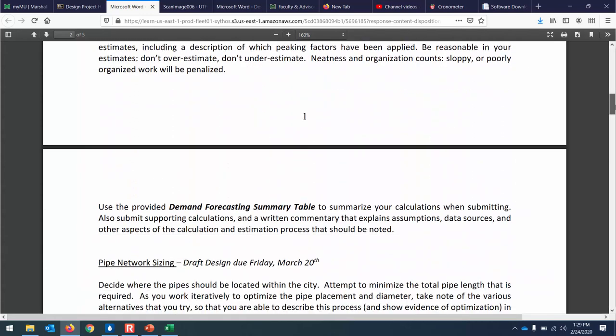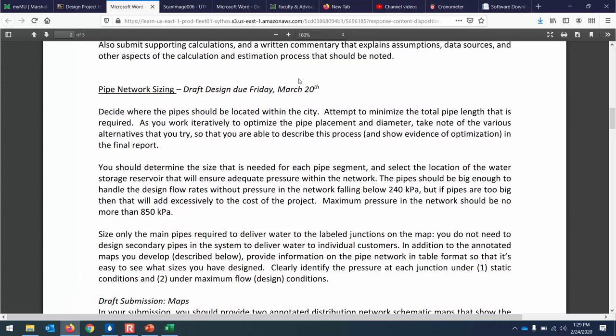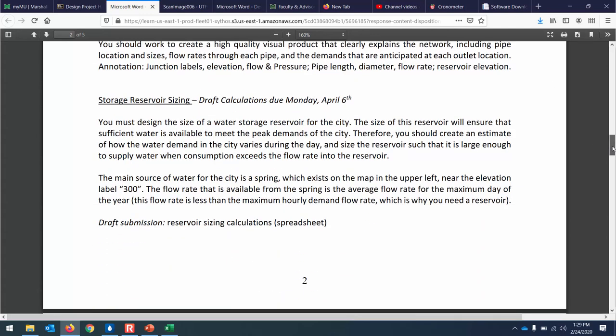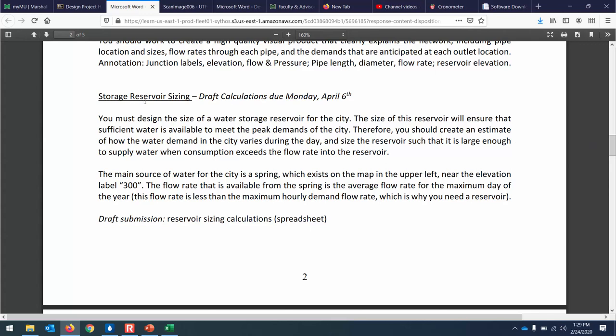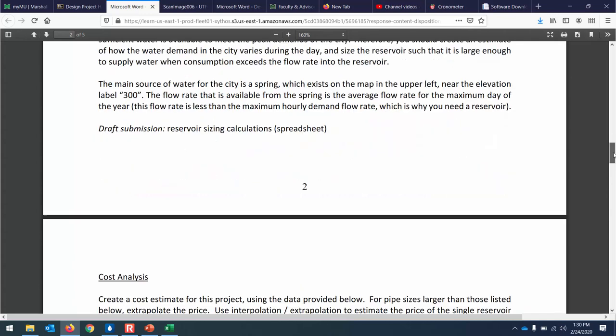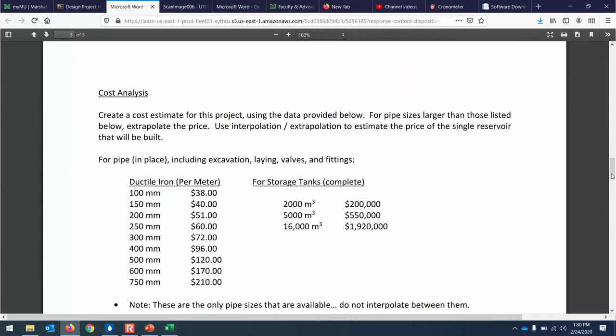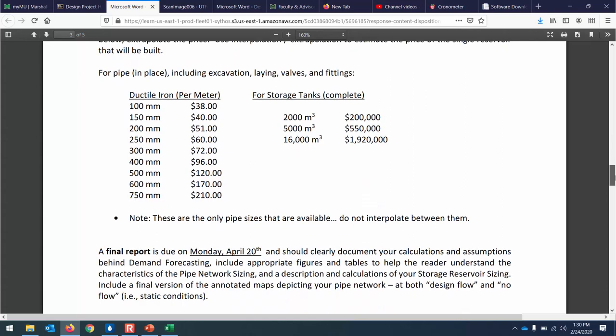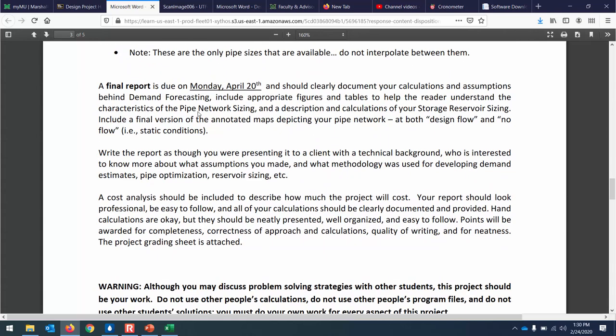Then the next phase of the project is the pipe sizing. You turn in your draft by March 20th for that. That's our class meeting before you go for spring break. And then the sizing of the reservoir, so you have to size how big the reservoir needs to be. That is a relatively easy process. That's due on the 6th of April. The cost analysis, you don't submit a draft calculation of that. That only gets submitted with the final report. And the final report is due on the 20th of April.